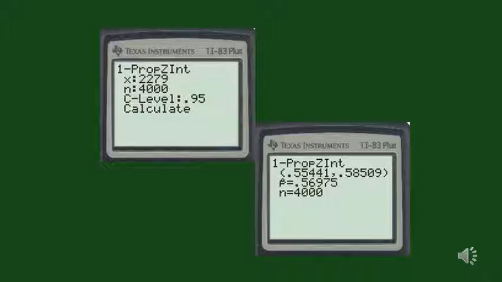The one way people screw this up is you've got to make sure the small number comes before the big number. X is the small number, N is the total. So 2279 out of 4,000, 95% confidence. And if you look over at the results screen, you can see an answer that's somewhere between like 55 and 58.5%.